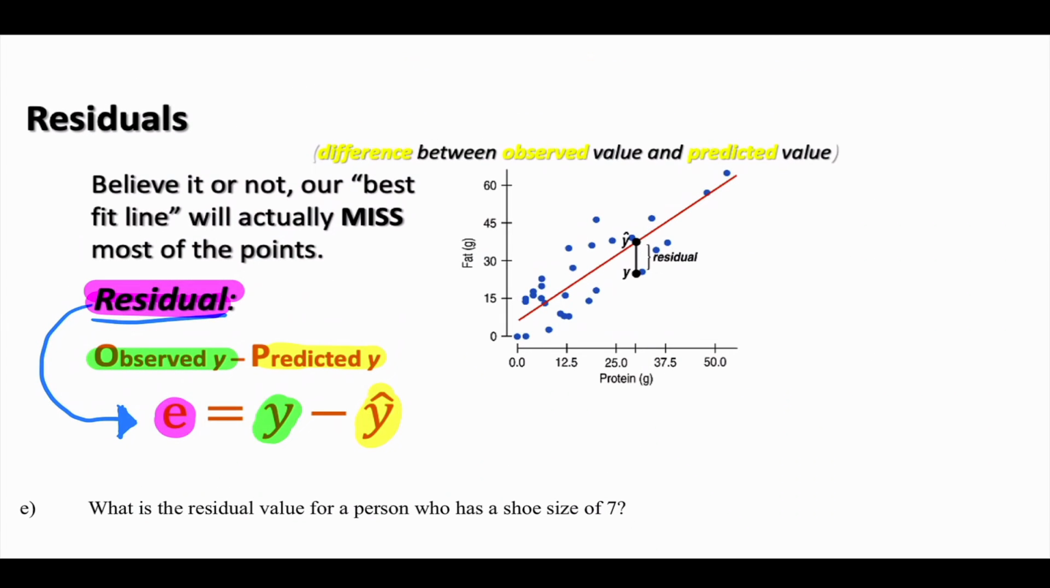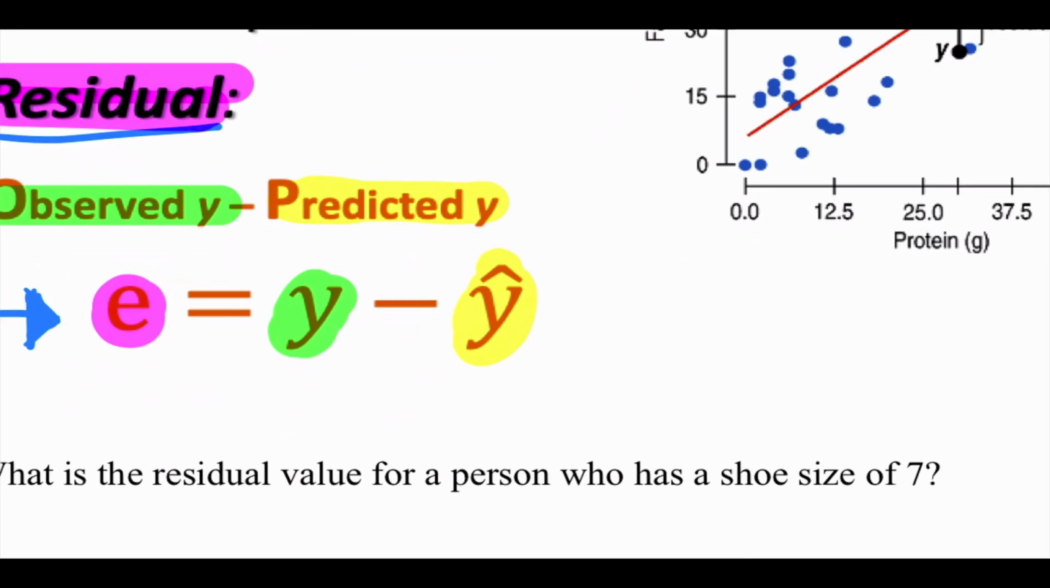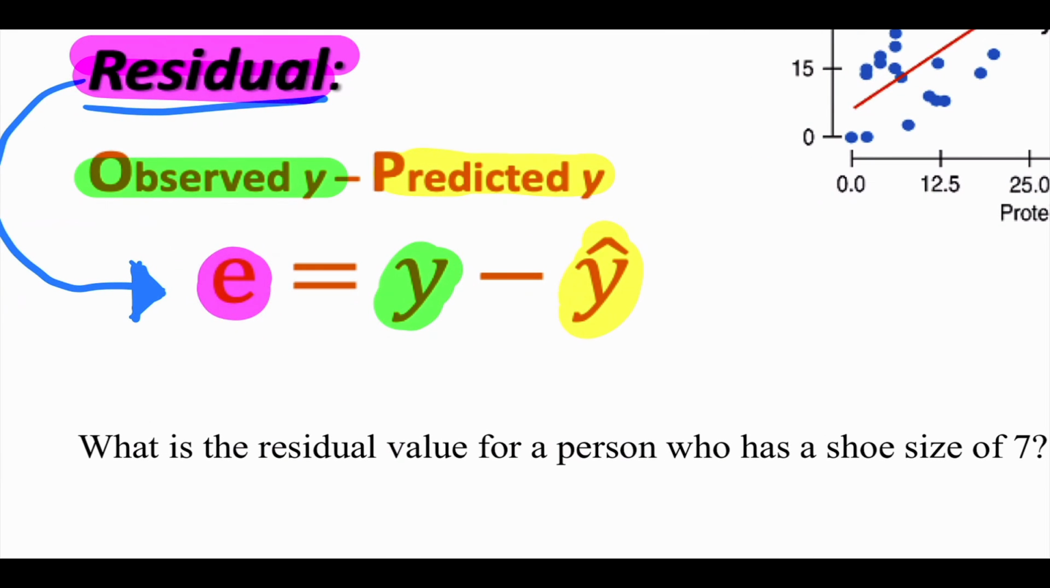Believe it or not, our best fit line will miss most of the points. That'll happen. So what we have to do is calculate what's called a residual. How do we do that? Well, we subtract two numbers. You subtract the observed y, what actually happened, minus what we predicted. That's called a residual. All right, so let's find a residual.